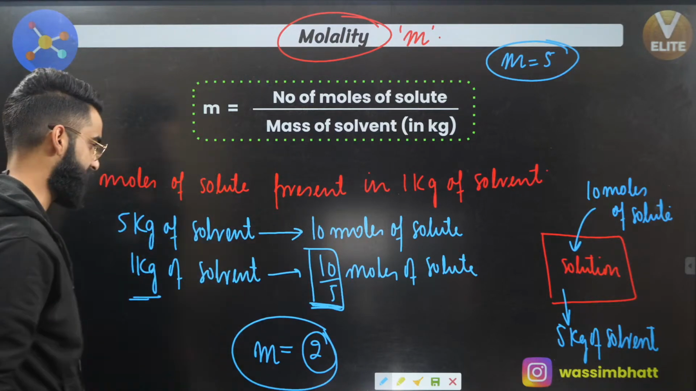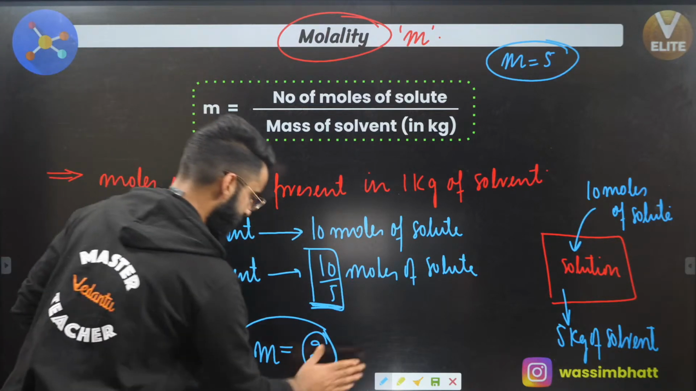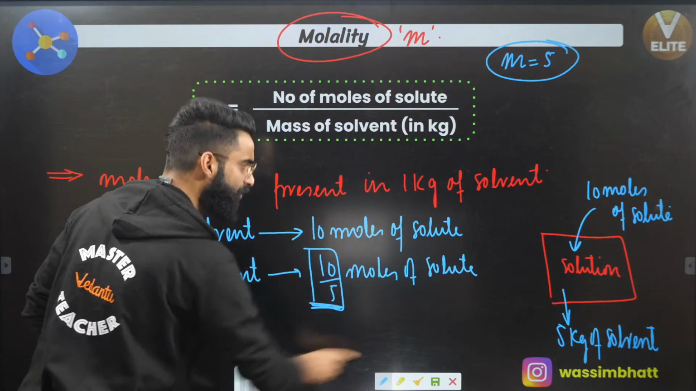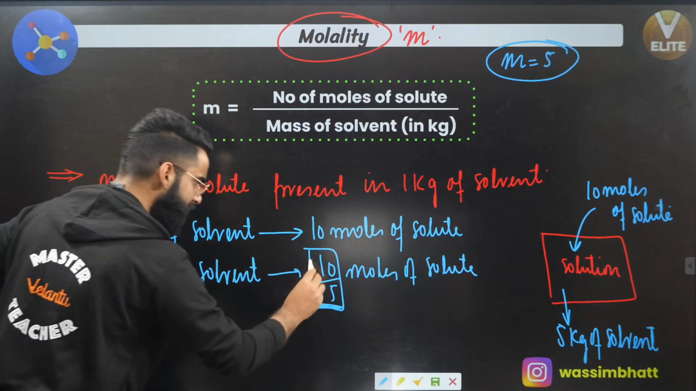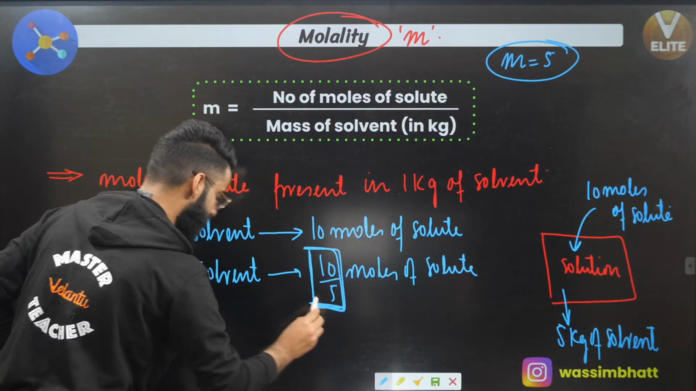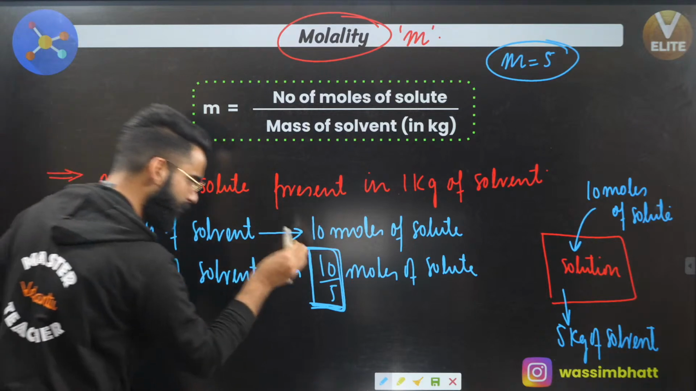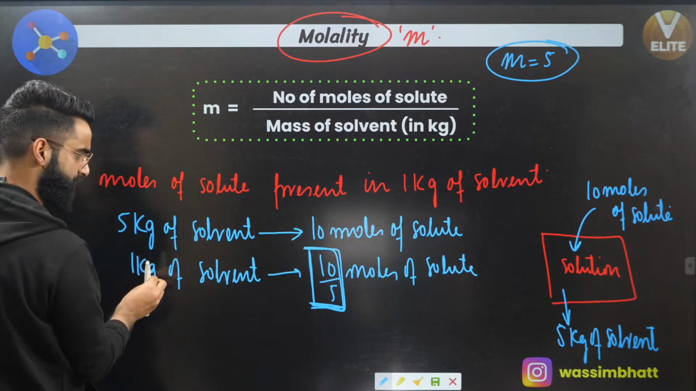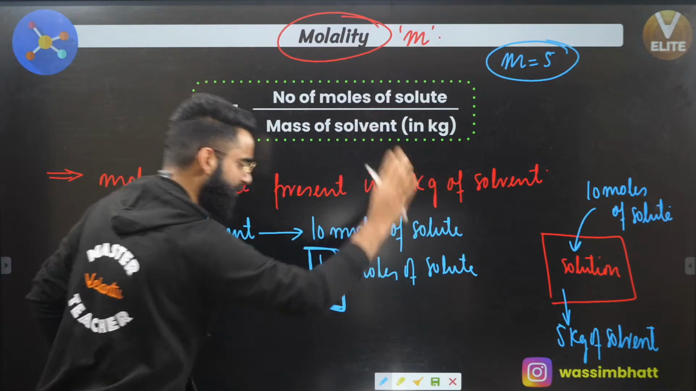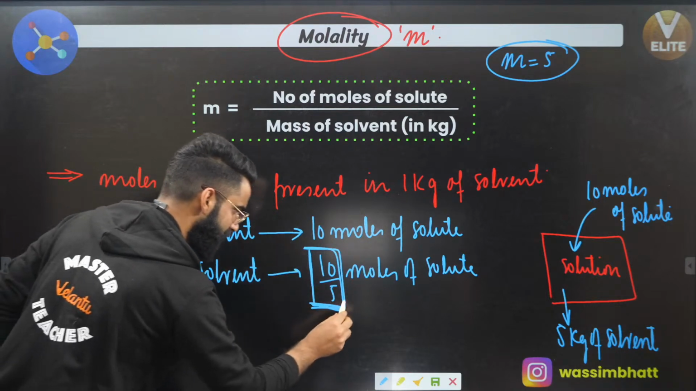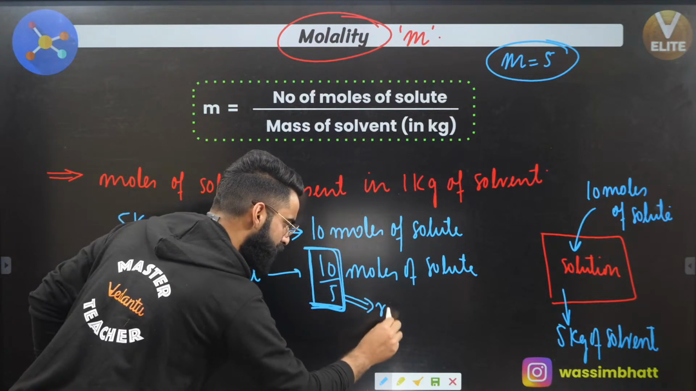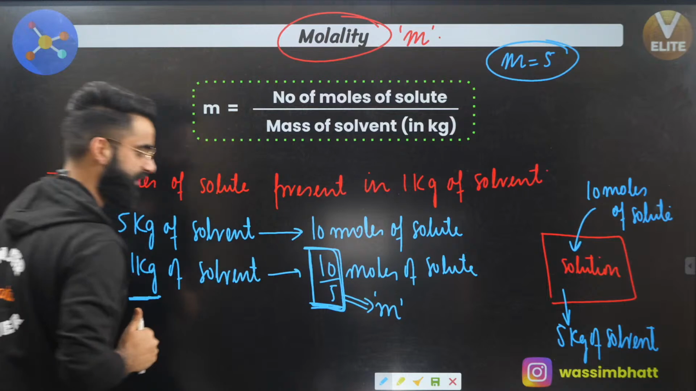Now understand one important thing. From the scenario which I gave you, you got to know these many moles of solute are present in 1 kg of solvent, and the number of moles of solute present in 1 kg of solvent defines the molality of the solution. This is something which I call molality.